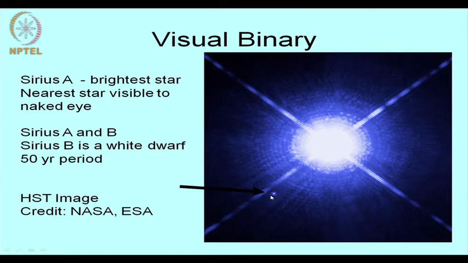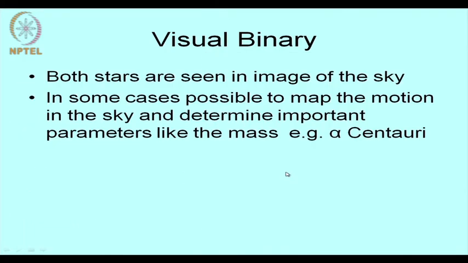So, this is the first type of binary, the visual binary. Let me repeat again, both stars are seen in images of the sky, and in some cases it is possible to map the motion in the sky and determine important parameters like the mass. An example is Alpha Centauri.